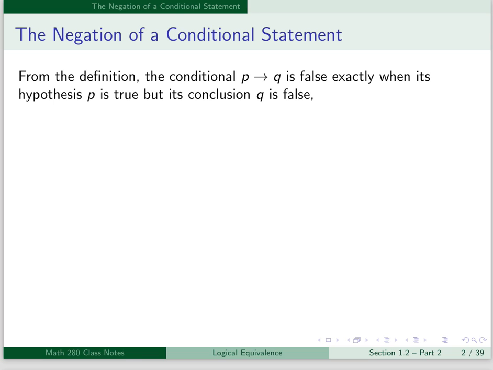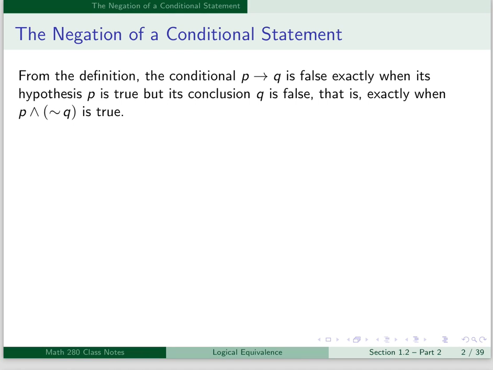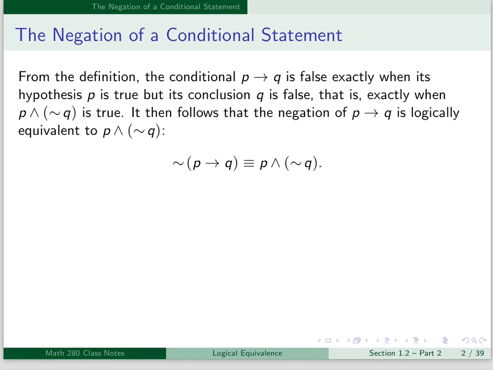From the definition, the conditional P implies Q is false exactly when its hypothesis P is true, but its conclusion Q is false. That is, exactly when P and not Q is true. It then follows that the negation of P implies Q is logically equivalent to P and not Q, as shown.